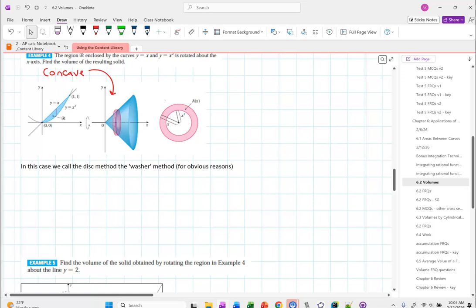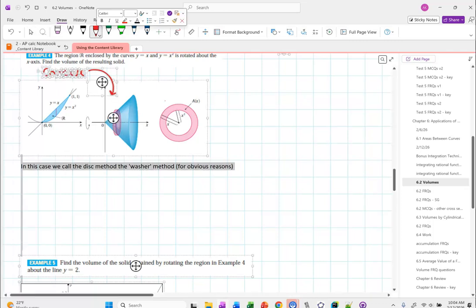So here, when we cut, our cross section is going to look like a donut, right? So our cross section is going to have two areas. We're going to have the area of the outer circle minus the area of the inner circle.